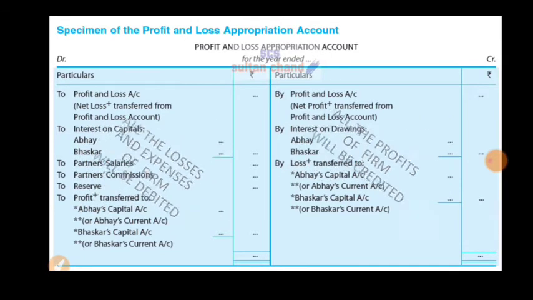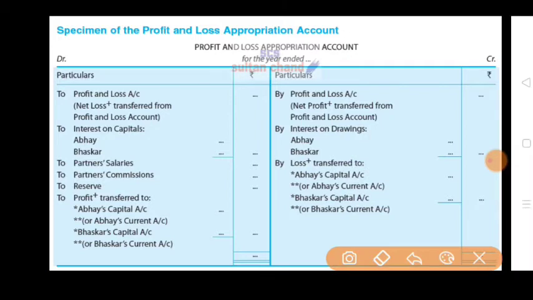Now, if you can see, first of all, profit and loss is transferred to profit and loss appropriation account. If you are having profit, it will be credited. If you are having loss, it will be debited. Any one of them will be there, whether it is profit or loss; both cannot be there. Then all the profits are credited. Next profit is interest on drawing. If partner has withdrawn some amount and he is paying interest on drawing, it will be credited.